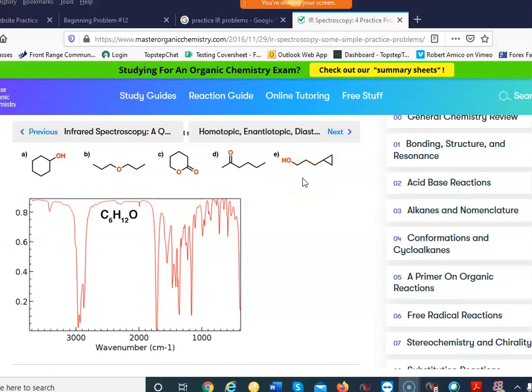Okay, and then you have a carbonyl peak, so it's either C or D. B doesn't have a carbonyl. So again, if I did not have the formula, it'd be either C or D, but since I do have a formula, it has to be D. That's the only one that fits. Okay? Make sense?